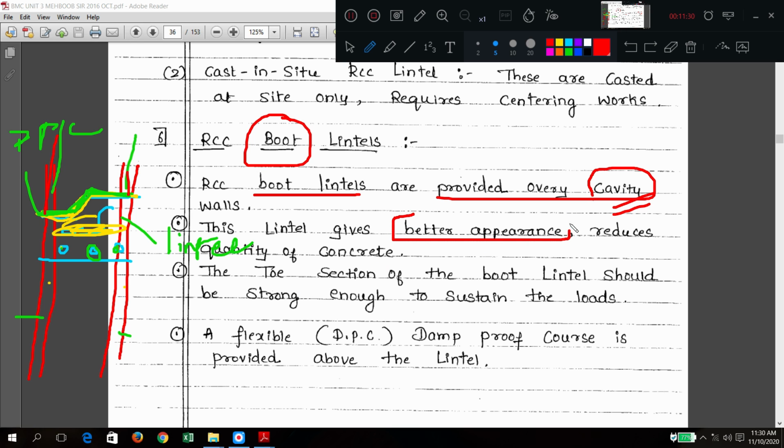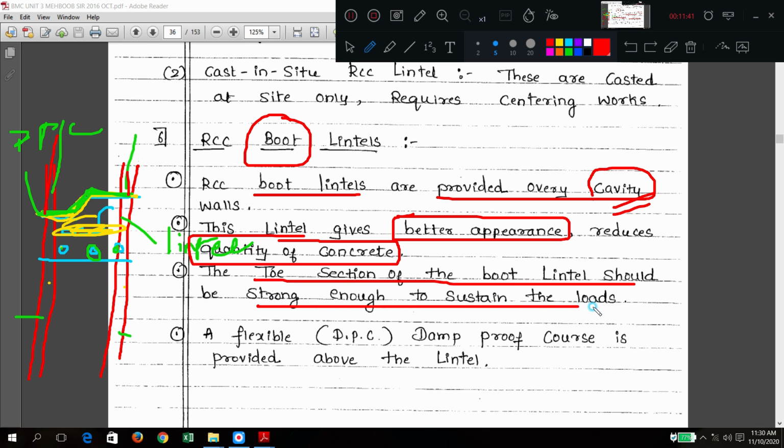Generally it gives better appearance and reduces the quantity of concrete, somewhat little less concrete is used. The toe section of the boot lintel should be strong enough to sustain the loads. Which is the toe section? This, the total portion at the bottom should be strong, because loads will come, for any lintel. The last point: a flexible DPC layer is provided above the lintel, which I have marked in green color, to stop the moisture movement from one side to another.